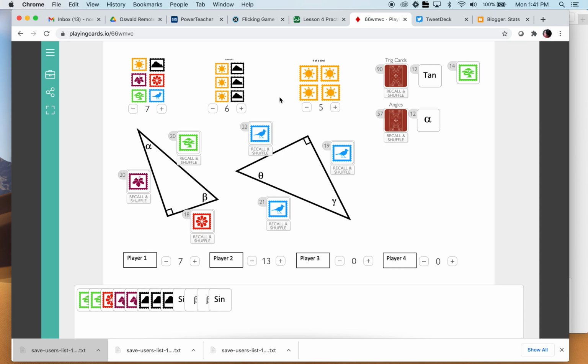The only thing is the game doesn't keep track of the rules. So if the kids aren't playing by the rules correctly, if they put down sine alpha, but they do adjacent over hypotenuse instead of opposite over hypotenuse, someone has to be keeping track of that. But there you go. Those are my thoughts on this game.